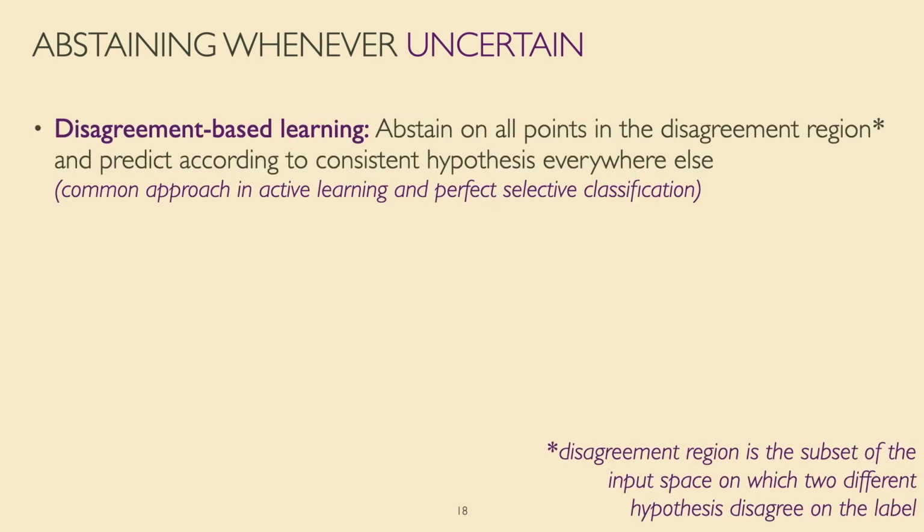Okay, so this is called disagreement-based learning, and this has a lot of history in active learning and selective classification. Whenever you have two hypotheses in your function class that disagree on a label, just decide that you don't know what the label is and abstain, and everywhere else you predict according to the consistent label. The strategy always gets 0 misclassification error because you're always predicting when you're completely certain of the label, otherwise you just abstain.